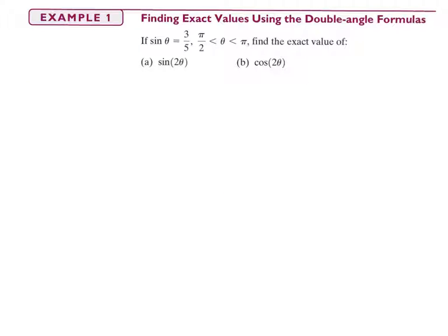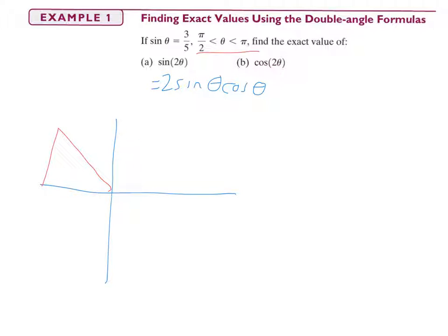Alright, in this example, sine of theta is equal to 3/5 with theta ranging from pi over 2 to pi. Find the exact value of sine of 2 theta and cosine of 2 theta. Now remember, sine of 2 theta is equal to 2 sine of theta cosine of theta. So we would need to figure out the value for cosine. Remember, theta is from pi over 2 to pi, so it's in the second quadrant, and sine of theta is 3/5. Remember, sine is equal to y over r. So our hypotenuse is 5, and our y value is 3.